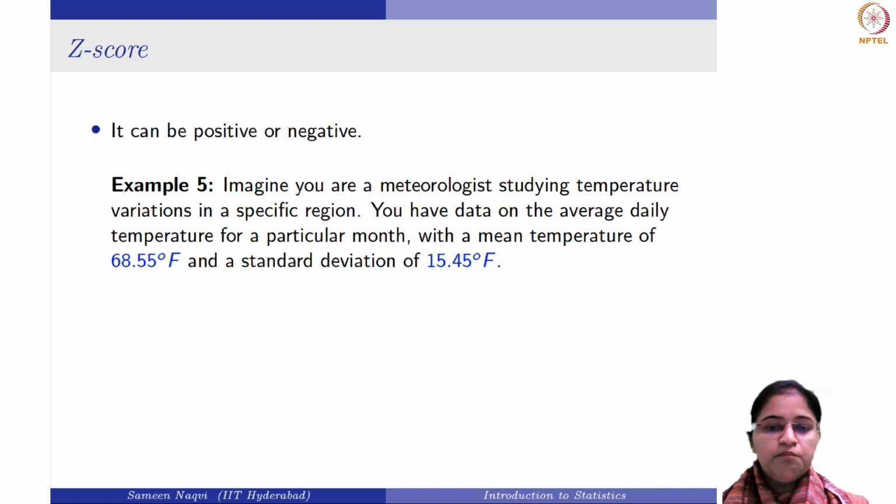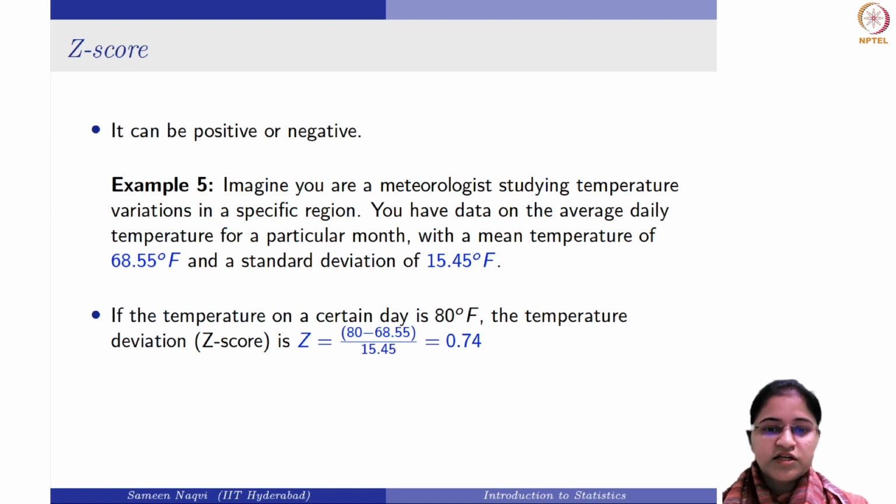In this case, mu and sigma is given to you, and you find that in a particular day, the temperature is 80 Fahrenheit. Then you would like to calculate the z-score, which will be basically x minus mu by sigma. So x over here is 80, mu is 68.55 and sigma is 15.45. So you get 0.74. So z-score is positive in this case. So it tells that this observation over here, that is x, is 0.74 standard deviations above the mean.